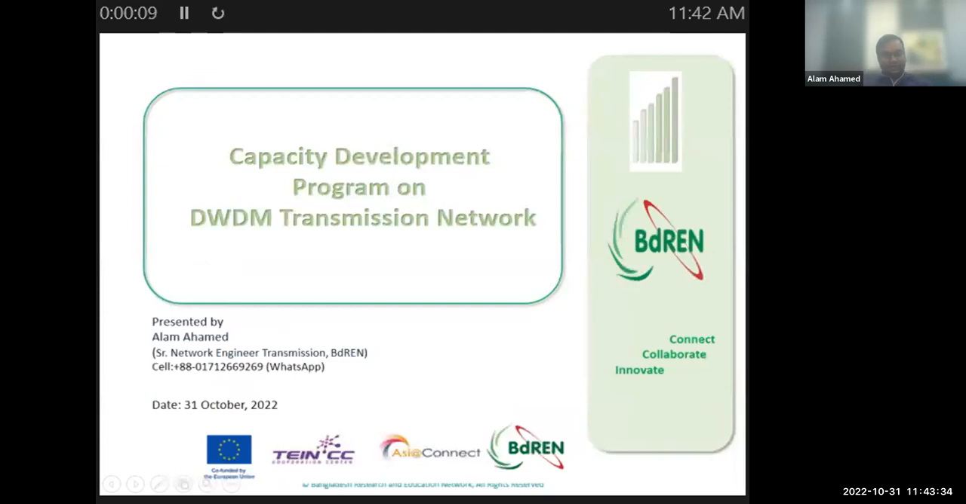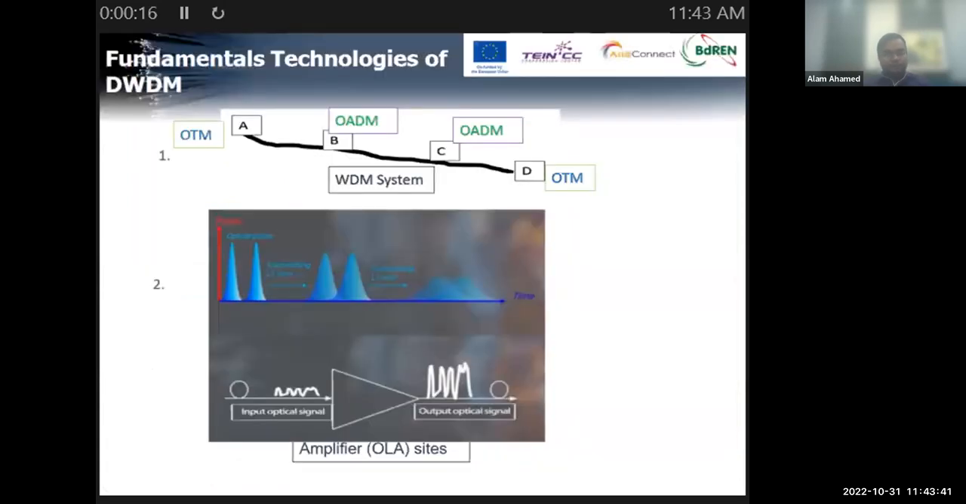This is the last slide for today. In this slide, I will talk about the fundamental technology of DWDM transmission. In this course, I will introduce some typical types of site in a DWDM system, their network and internal structure. We will use the high speed railway to help illustrate this concept. This is the high speed railway between A and D.